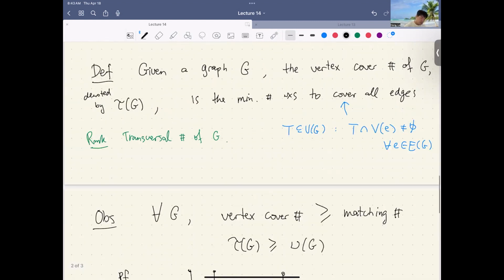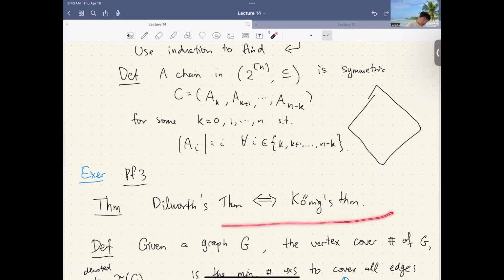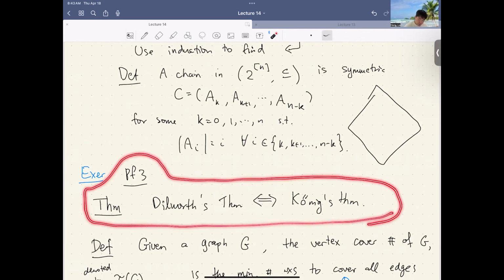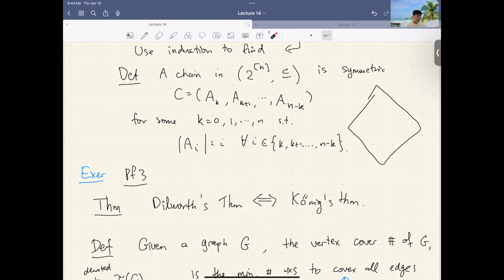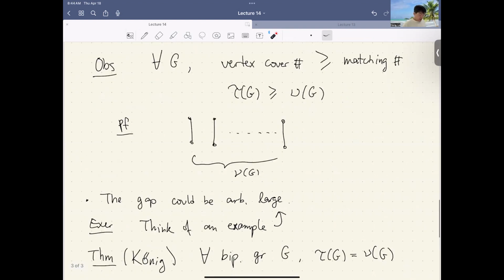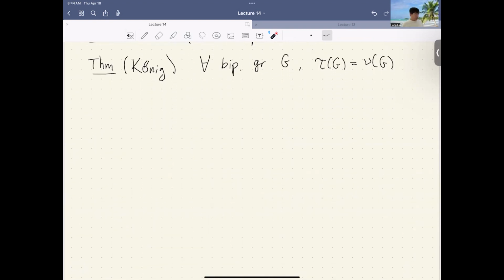So here's yet another exercise and another proof for Dilworth's theorem. Try to derive one from the other. You can prove Koenig's theorem using Dilworth's theorem, and you can also prove Dilworth's theorem using Koenig's theorem. So that's the proof. Maybe there are some other proofs of Dilworth's theorem. Now let's look at some applications of Dilworth's theorem.